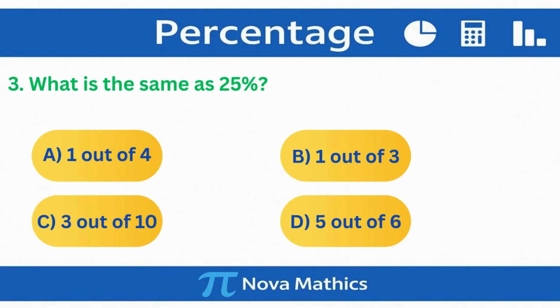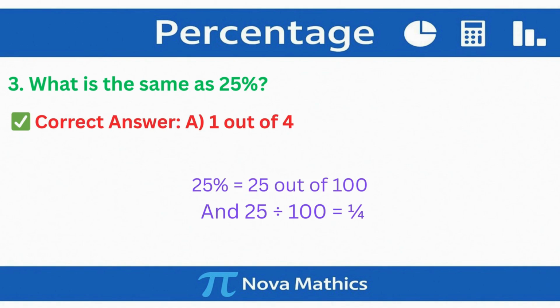3. What is the same as 25%? Correct answer is 1 out of 4. 25% is the same as 1/4.